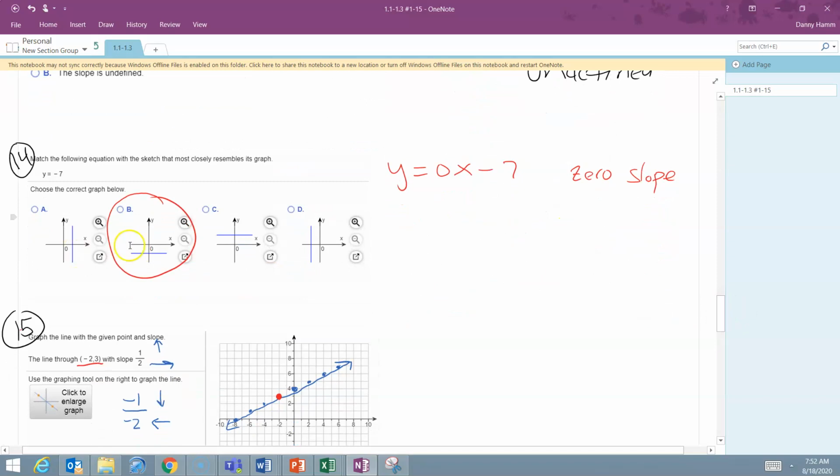Here we have a horizontal line, therefore that means we have 0 slope. So if we rewrite this equation, y is equal to 0x minus 7, it lets us know that we have 0 slope, and we should have a horizontal line like so.